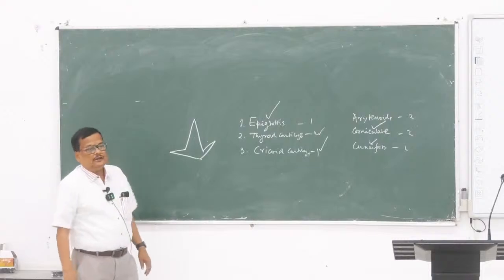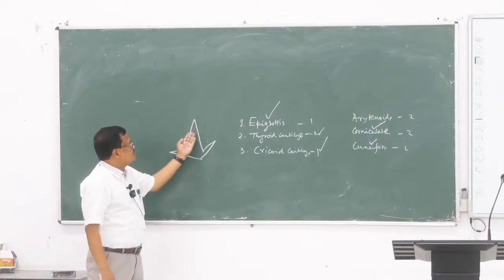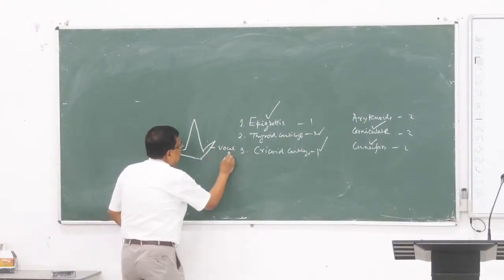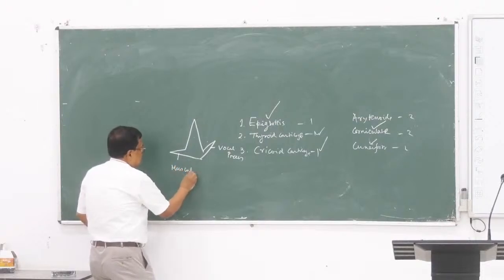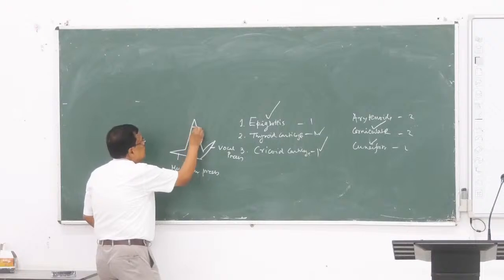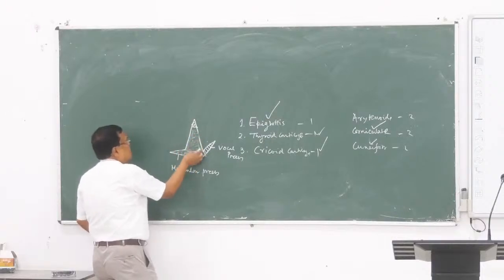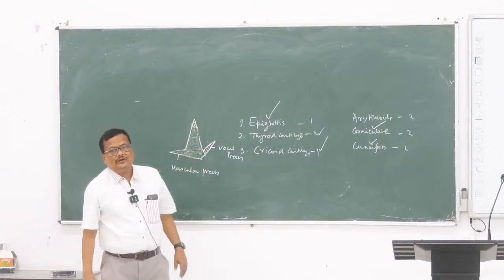Arytenoid cartilage is like that. It has a base, an apex, some surfaces, and two processes: the vocal process and the muscular process. Except the tips and the vocal process, all of these are hyaline cartilage. But the tips and the vocal process are elastic cartilage.